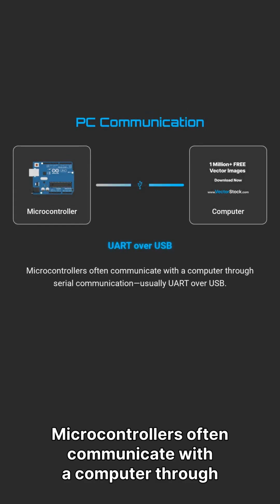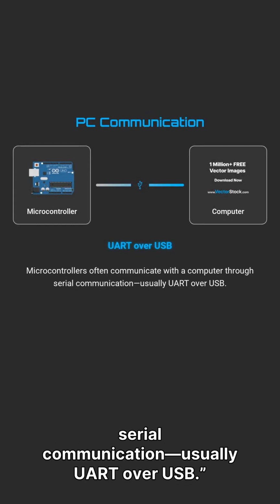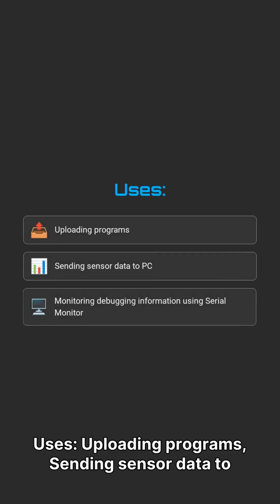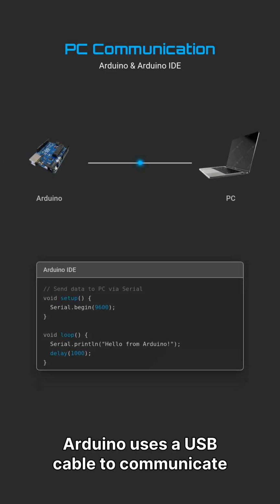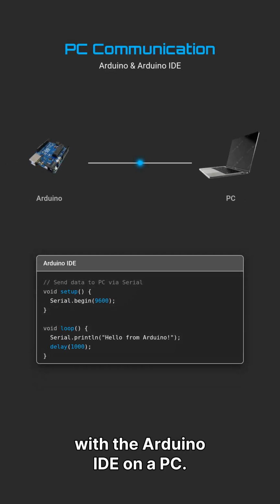Microcontrollers often communicate with a computer through serial communication, usually UART over USB. Uses include uploading programs, sending sensor data to the PC, and monitoring and debugging information using the serial monitor. Arduino uses a USB cable to communicate with the Arduino IDE on a PC.